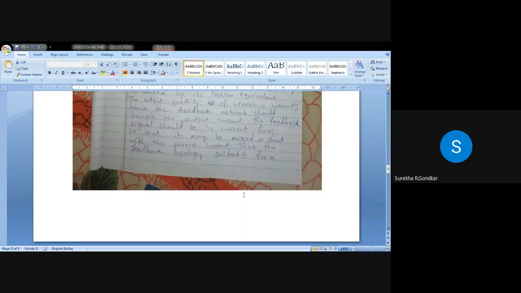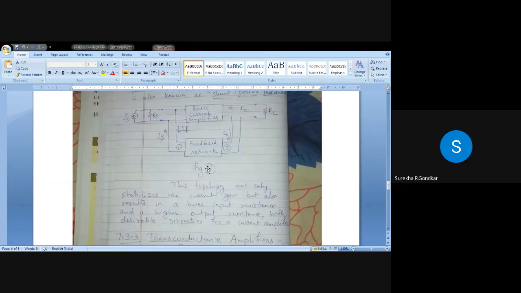Here at the input, if you see in this diagram, we have IS. This is Norton's equivalent of the current source, in parallel with RS, that is the shunt resistance. So the input quantity is current here. Now from the output we are tapping the current, so the output quantity is also current. That means this amplifier stabilizes the current gain.